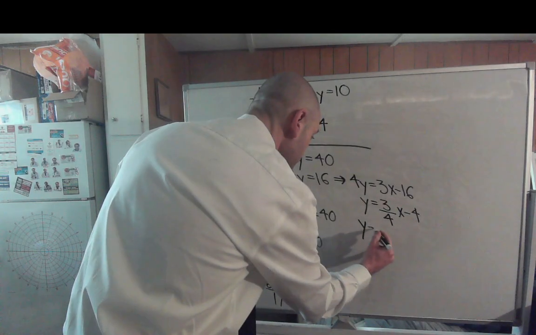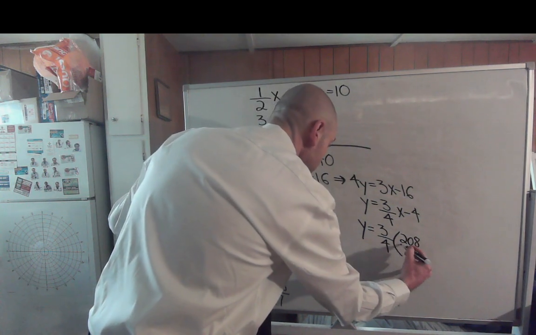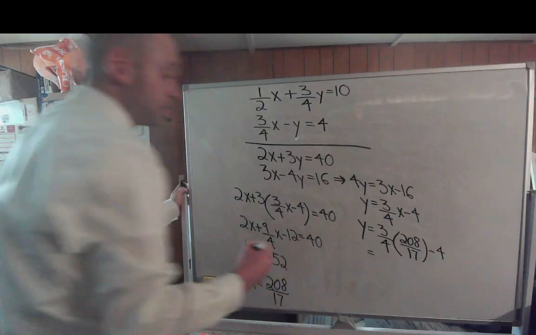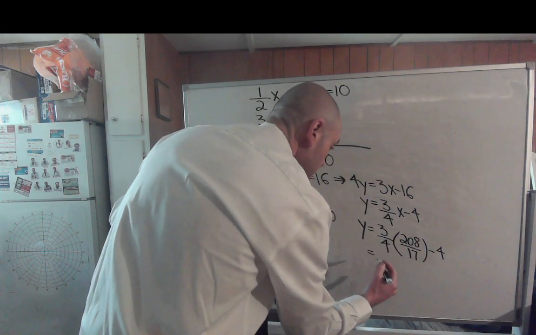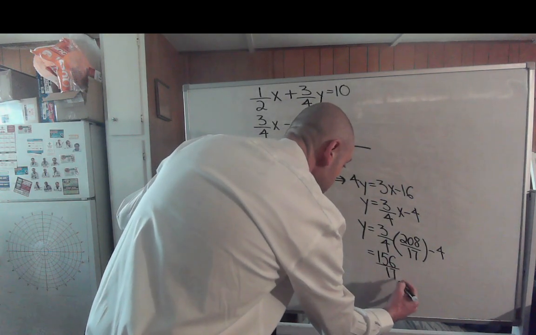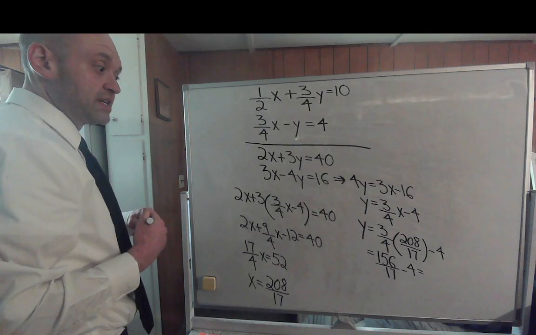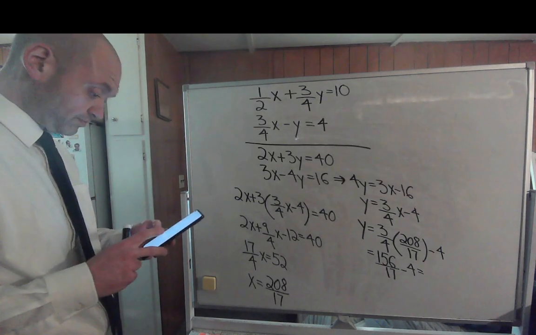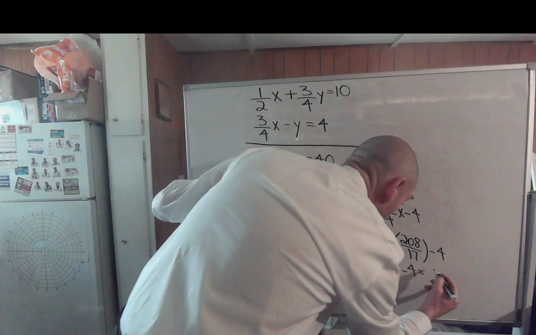So y is going to equal 3/4 times 208/17 minus 4. So that's going to end up equaling, let's see, 52 times 3, that's 156/17 minus 4. Well, 4 in terms of 17 is going to be 68, so 156 minus 68. I get 88/17 for y.